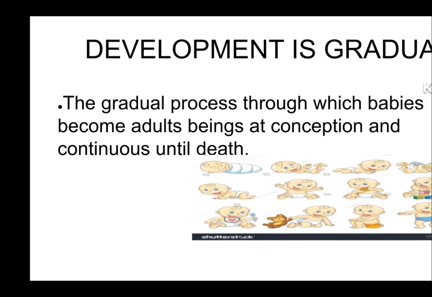Next is development is gradual. The gradual process through which babies become adults begins at conception and continues until death. So from birth till death, each and every child is growing.